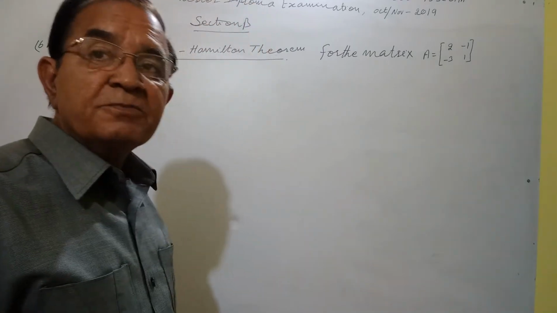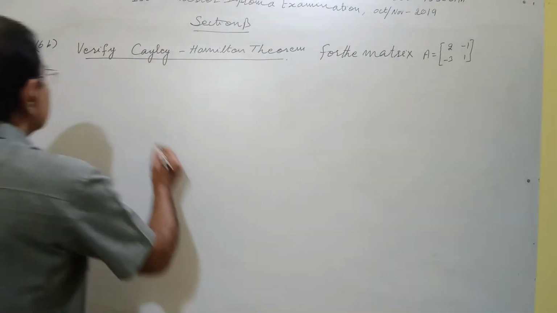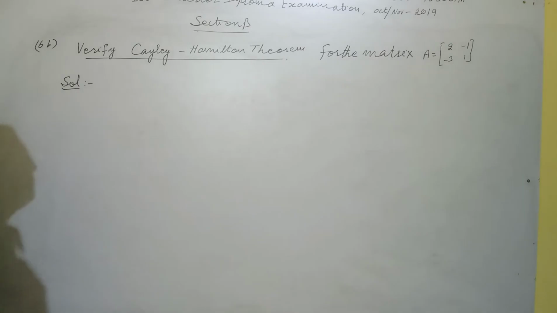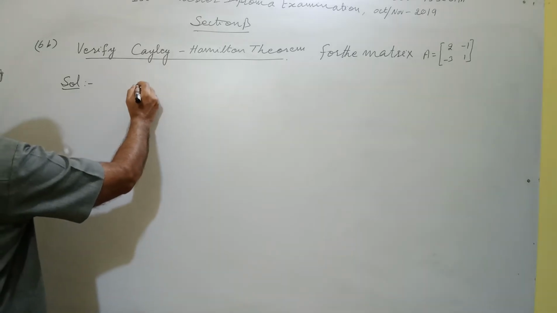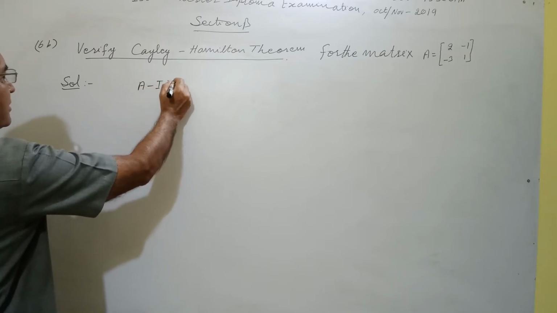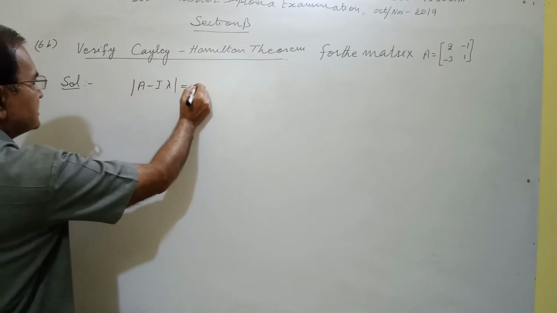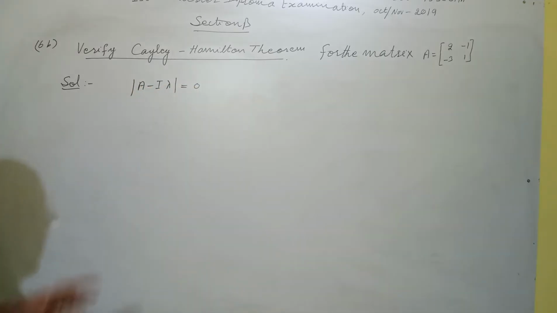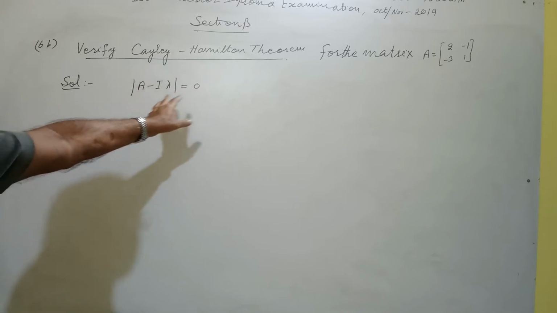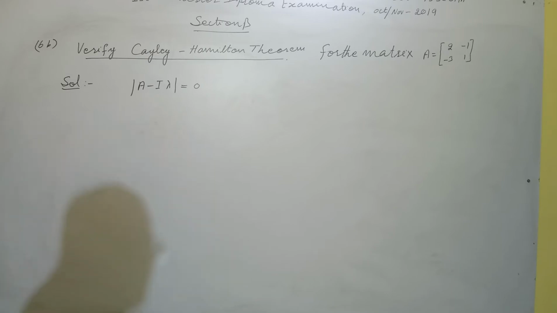How to do it? It's very simple and very important. Generally you will get a sum, every year a sum is there. How to solve it? Put it as determinant of A minus lambda I equals 0. This is what we call the Cayley-Hamilton equation. We have to prove the Cayley-Hamilton theorem with A minus lambda I equals 0. That is the identity for this.